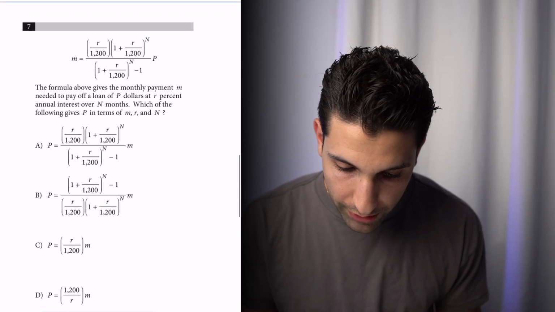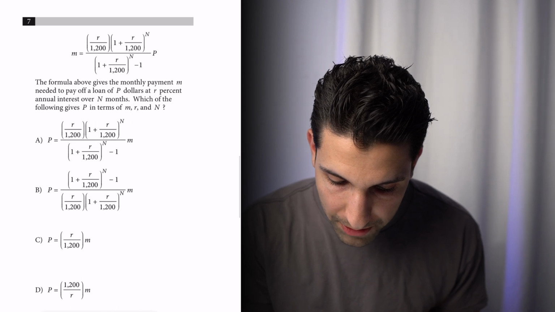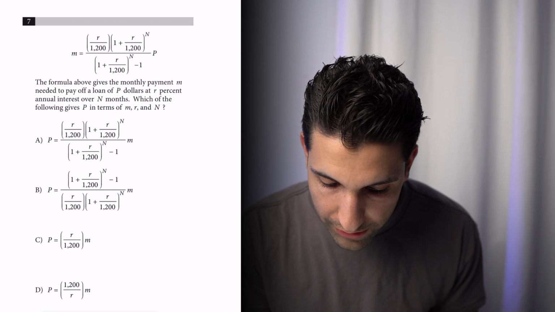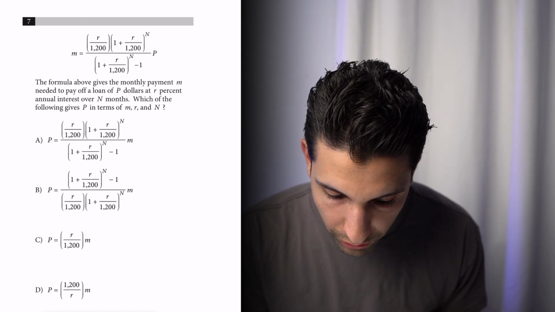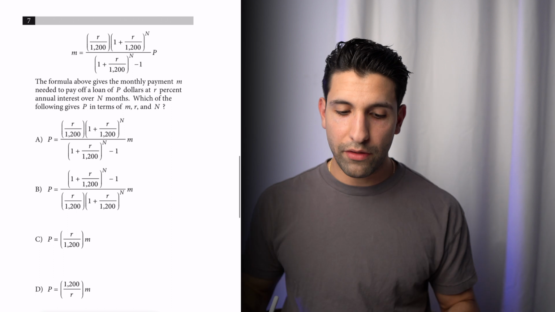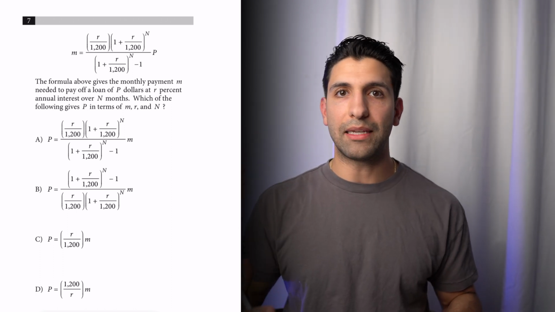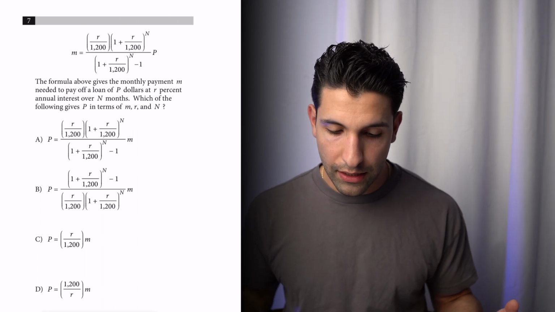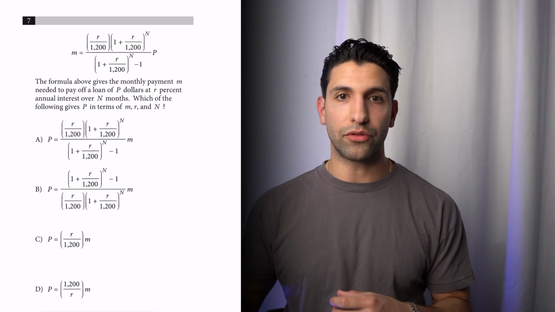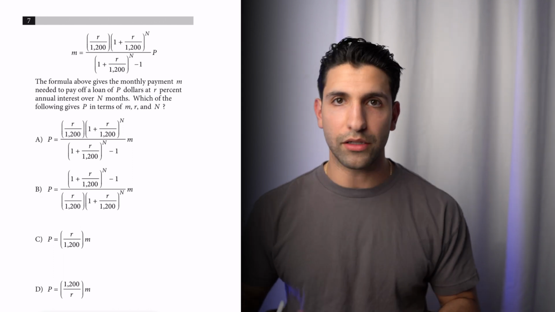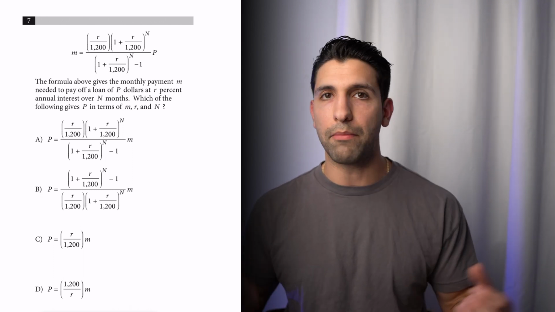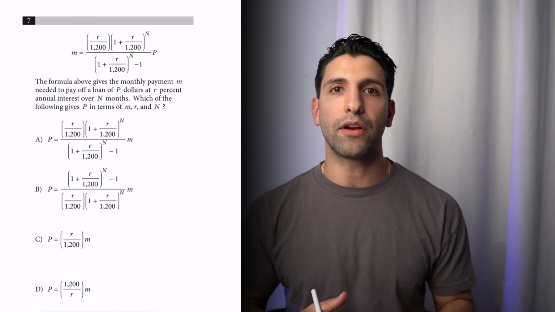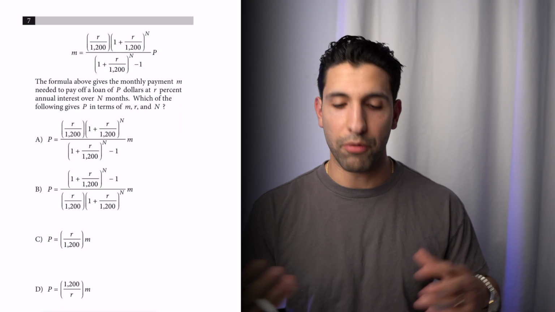So I see a lot of junk here at the top, at the bottom. The formula gives the monthly payment M needed to pay off a loan of P dollars at R% annual interest over N months. So I know that M is calculating some type of payment. Maybe they're paying off a car. P is going to be the total amount of something that you start with. And then R% is just like an interest rate, I'm thinking. And then over N months, how many months am I going to have to pay this off? Basically, I have to do a bunch of stuff to figure out what am I going to pay per month, per day, per week, whatever it is.